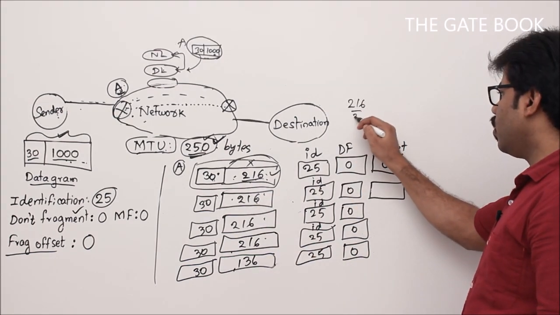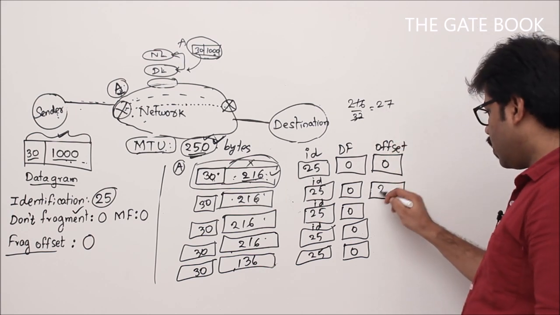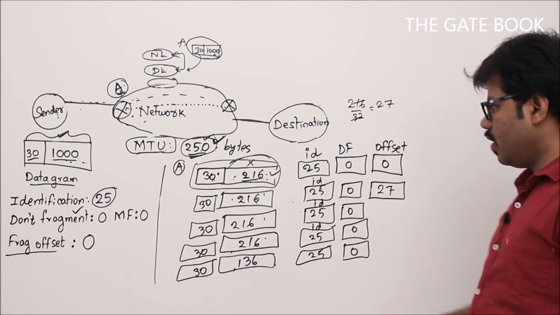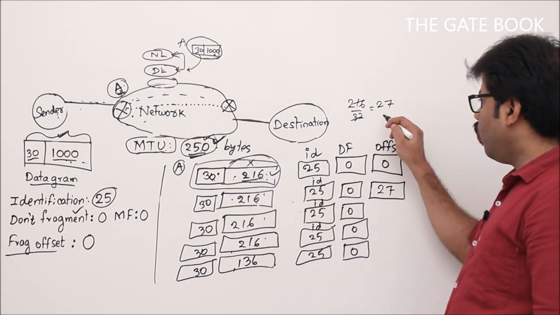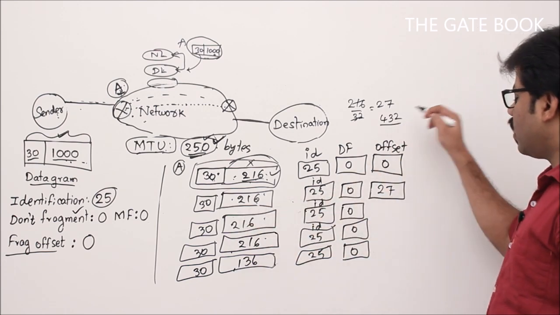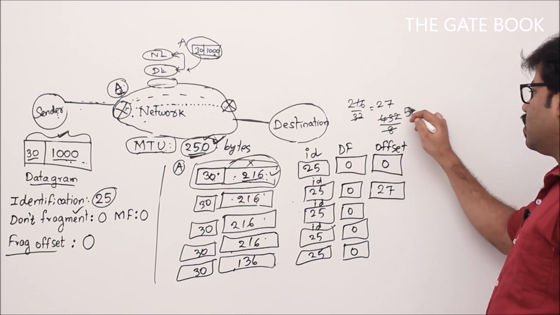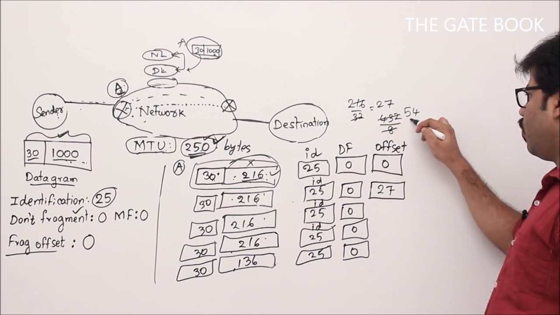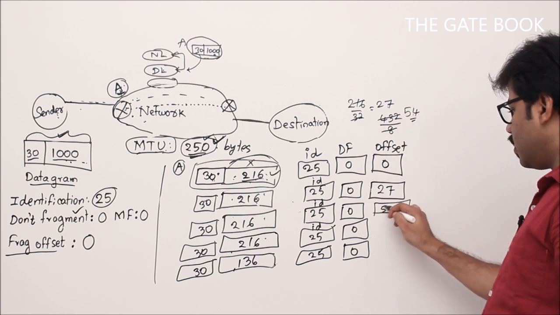216 by 32, if you simplify, you get 27. So first offset will be 0, second offset will be 27. After that, this one. So far 216 plus 216, 432 bytes are gone. Then this offset will be the 432nd byte, right? So you divide by 8: 8 5s are 40, then 32, 54, right? 27 to the 54. So easily we can understand now.